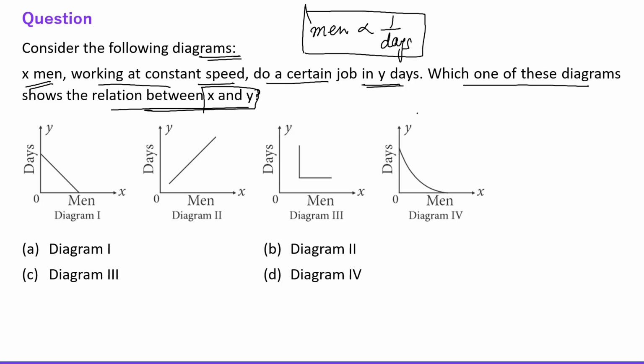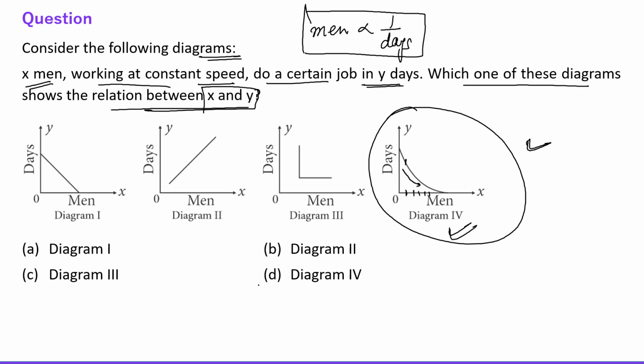So obviously here, diagram number 4 shows the inverse relation between X and Y. Why? Because here when man is less, then days are more, right? When we are increasing man, slowly days are getting less. So here D shows the inverse relation between X and Y, so obviously D will be the correct answer. Diagram number 4 is the right choice.